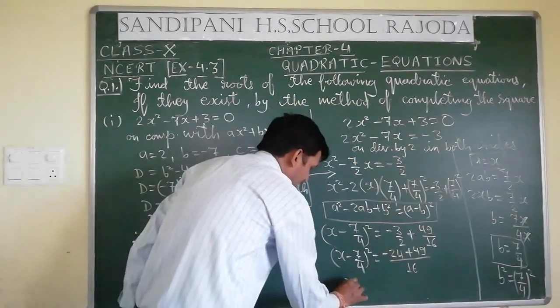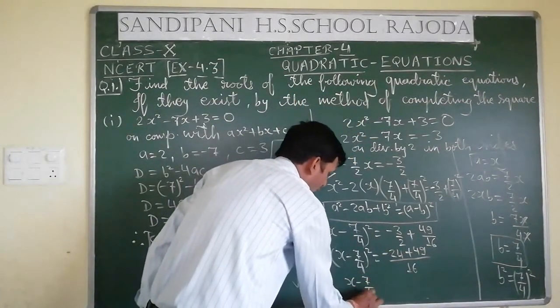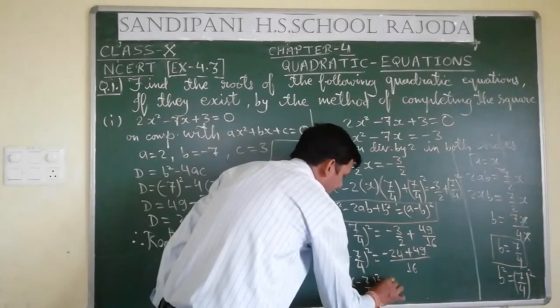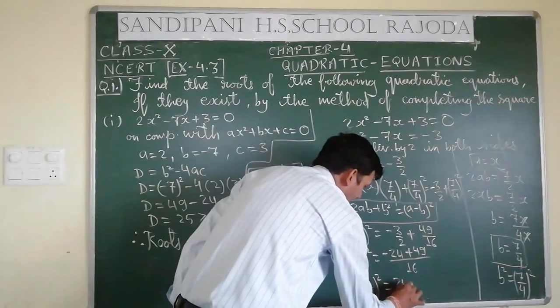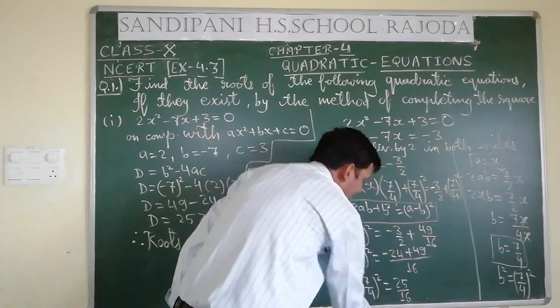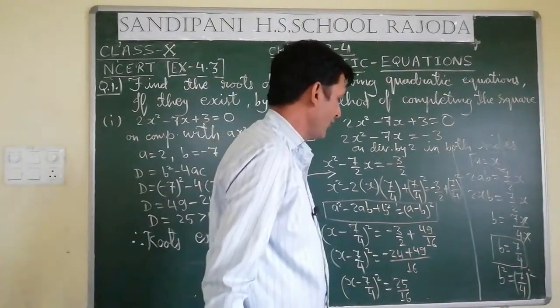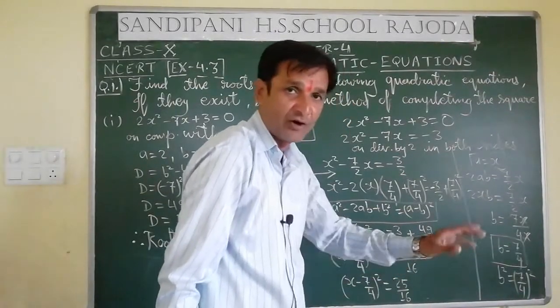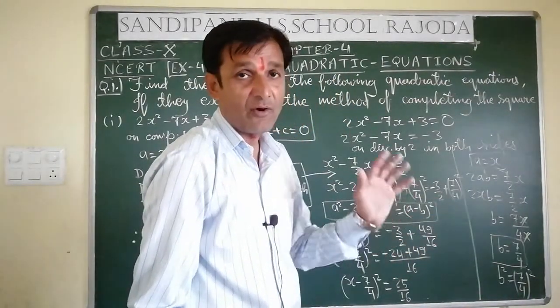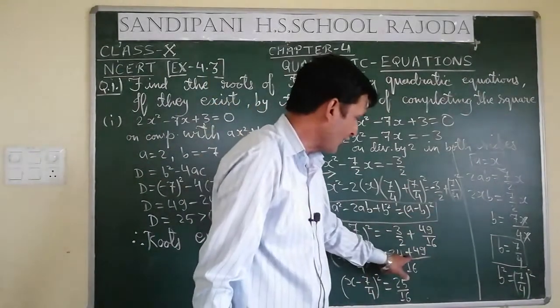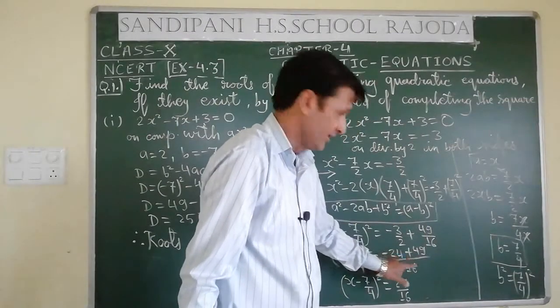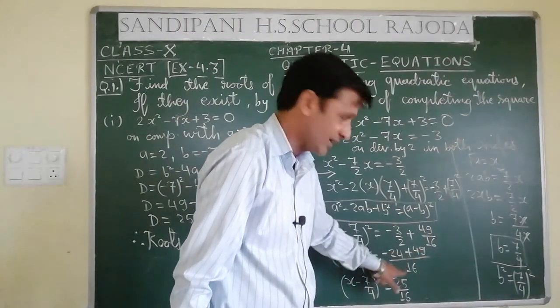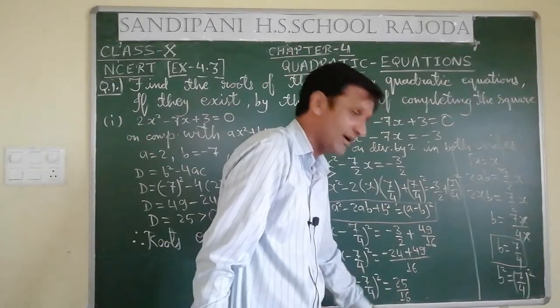So (x - 7/4)² is equal to 25/16. 49 minus 24 is a positive term. If one is negative and the other is positive, we have to subtract the smaller one from the bigger one and apply the sign of the bigger quantity. Here the bigger quantity has a positive sign, so the result is positive, 25/16.